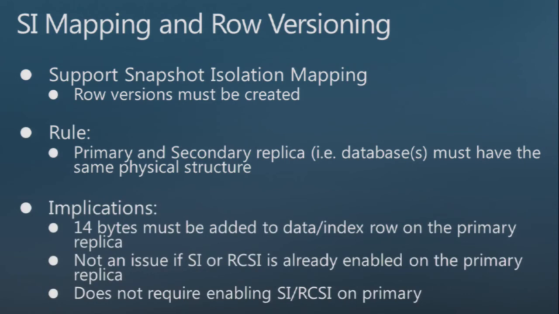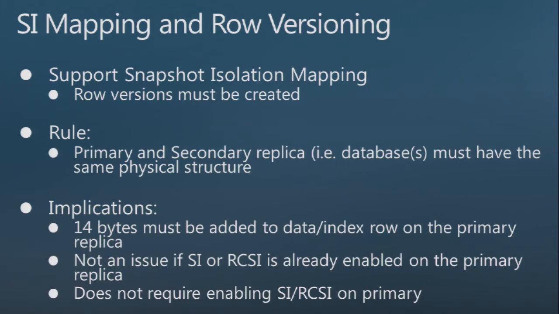However, there is no requirement that you need to enable RCSI or snapshot isolation on the primary node. This is done under the covers. Your database still is not enabled for snapshot isolation. However, the versions will get generated on the secondary. Since your database is not enabled for snapshot isolation on the primary, there are 14 bytes taken because we need to do that to accommodate the secondary, but there are no row versions created on the primary replica.